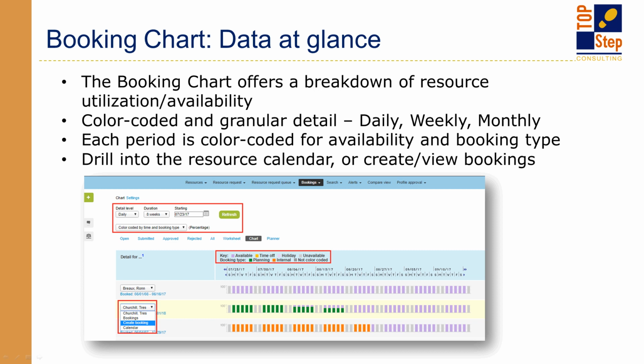You can adjust the detail level to daily, weekly, or monthly. Then you select the duration or the number of periods that you want to see, and you select your start date. You can color code by booking type, availability, etc. And if you do want to get more information at the individual resource level, you can click on the drop down where you can create a booking, you can view the resource's calendar, or you can look at the bookings that are represented in the time period for that resource in your chart.